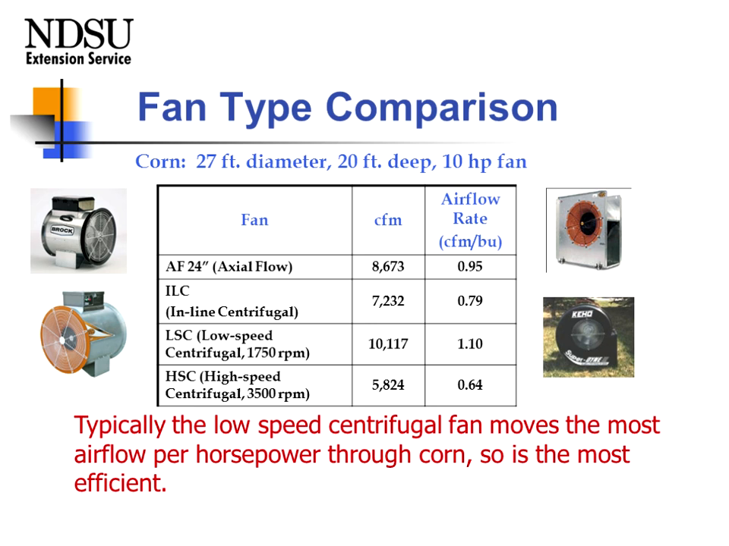If we look at a bin of corn, 27-foot diameter, 20 feet deep, with a 10 horsepower fan on that bin, an axial flow or propeller type fan gives us 0.95 CFM per bushel. The inline centrifugal about 0.79, the low-speed centrifugal 1.1, and the high-speed centrifugal 0.64 CFM per bushel. So the vast majority of bins today are being built with the low-speed centrifugal fan, just because that's going to move the most airflow per horsepower.